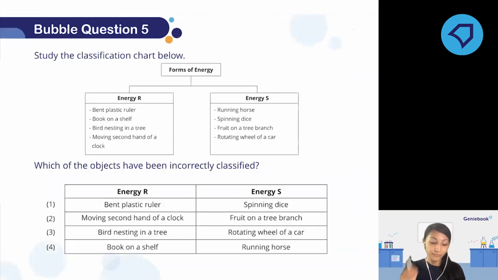Question number 5. Study the classification chart below. There are forms of energy. Okay, so there's energy R, energy S, and then you look at the examples. Then they ask you which of the objects have been incorrectly classified.